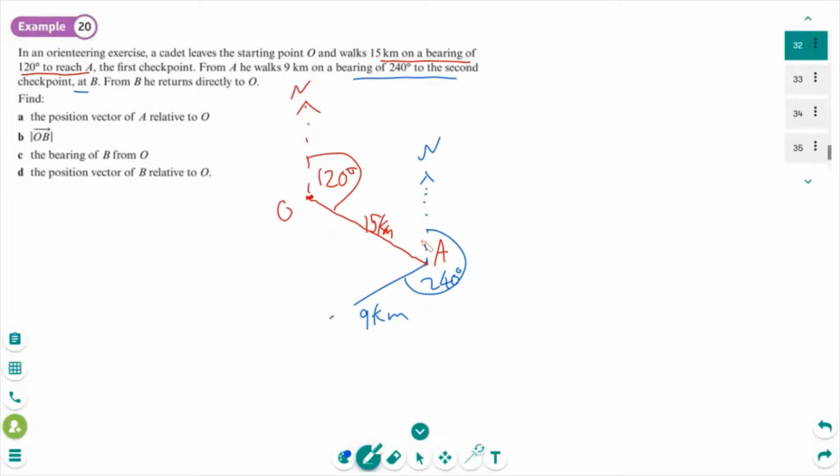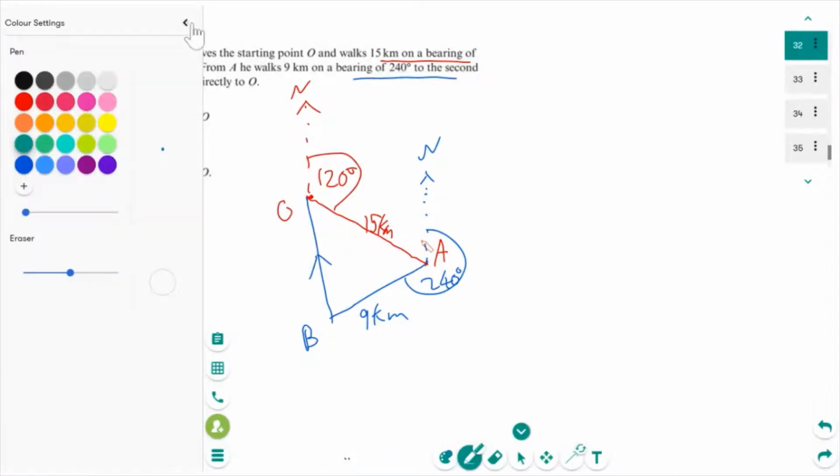Okay, so the cadet goes back to base. So that's the path of the cadet. You want to find the position vector of A relative to O. This is where it gets tricky. Position vector of A relative to O.